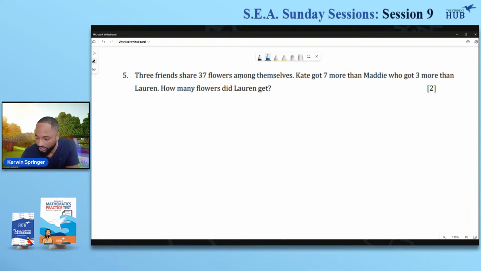3 friends share 37 flowers among themselves. Kate got 7 more than Maddie, who got 3 more than Lauren. How many flowers did Lauren get? So start off and see if you can figure this out.